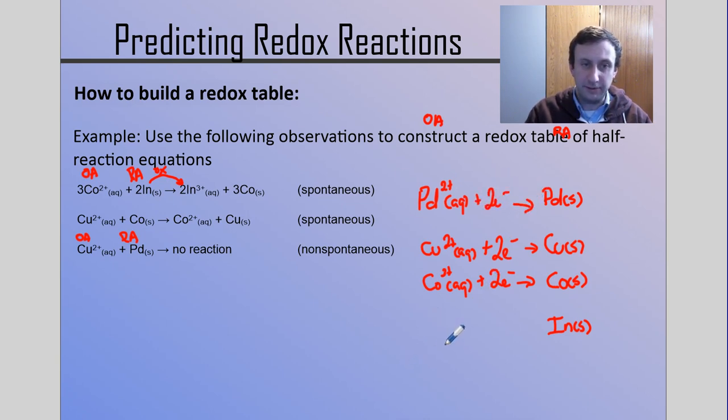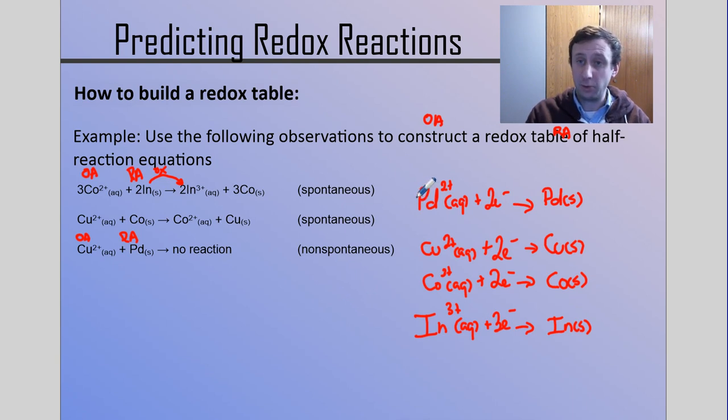And finally, for indium, I have the charge for that. It is 3 positive, so In3+ aqueous plus 3 electrons gives me indium. Now again, these are reduction half reactions. You'll notice that in all of these, electrons are to the left. It's gaining electrons because that is the definition of reduction.